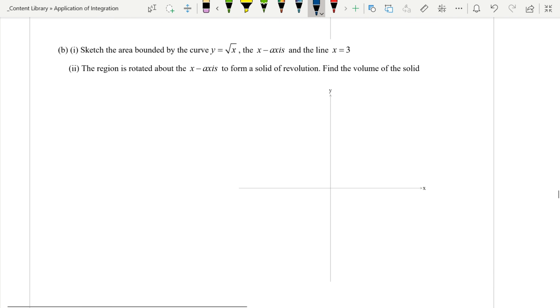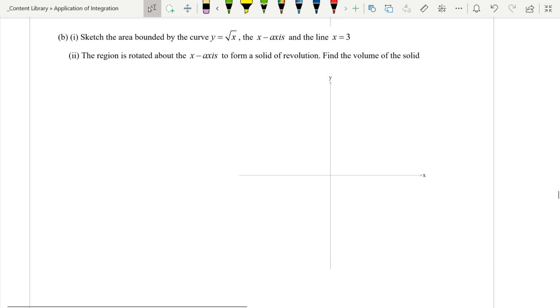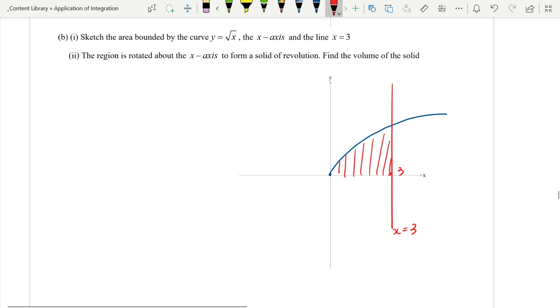And if you look at the next one, sketch the area bound by the curve, like this curve, and the x-axis and the line x equals 3. This is the region I'm looking for. Okay, so first of all, you should realize what is the region we talk about. So the region bound by the curve y equals root x, the line x equals 3, and the x-axis.